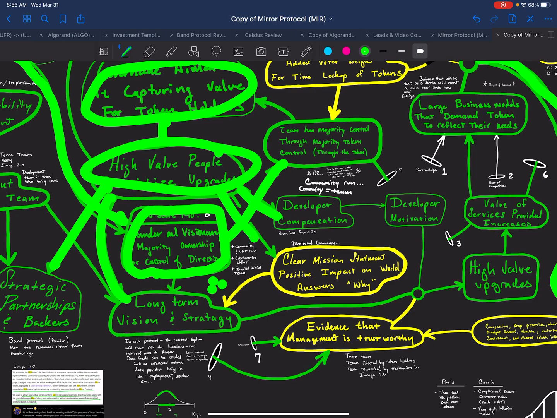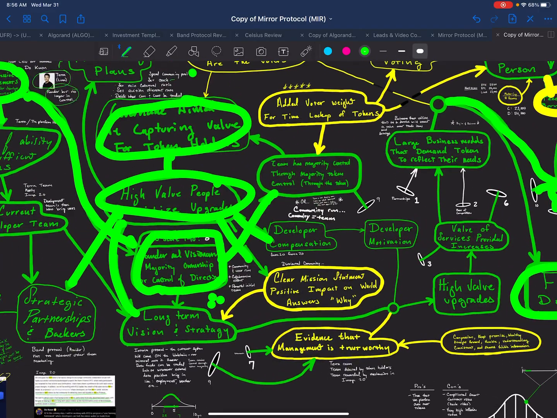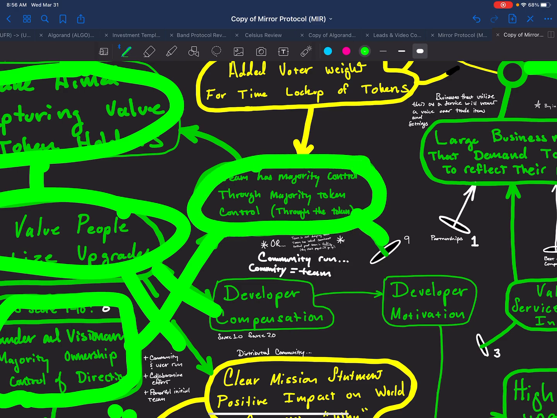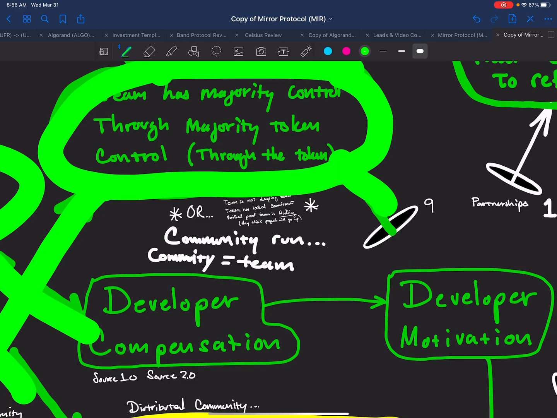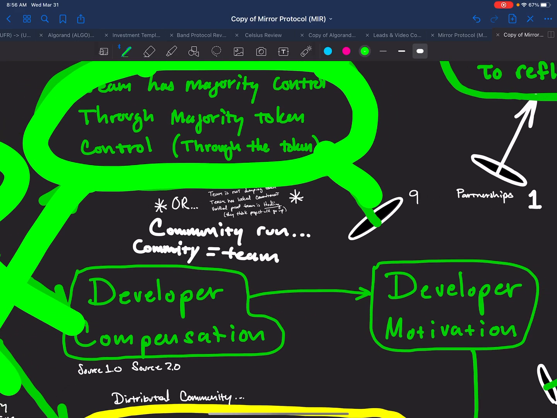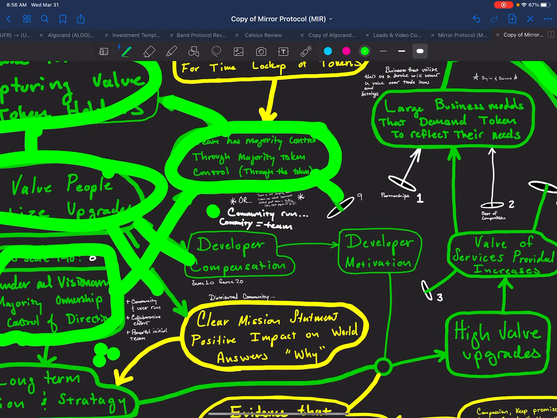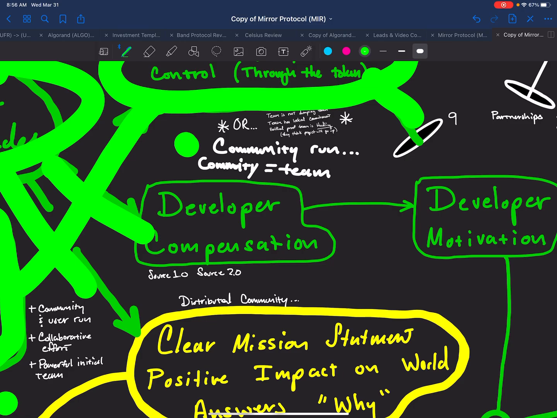Because the people that are going to be controlling this will be the users, the developers. And so I think that will allow for businesses to integrate into it. And I do think that will be a powerful form of control. So basically it's community run. The community equals the team. So that's something that you have to think about in your head.